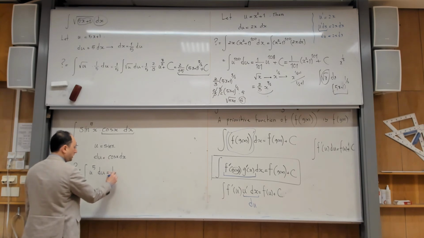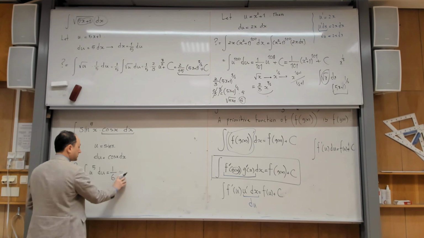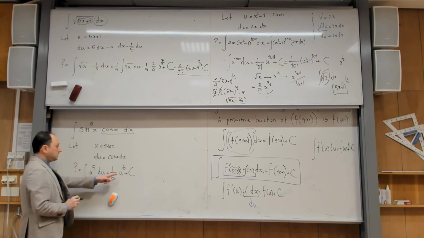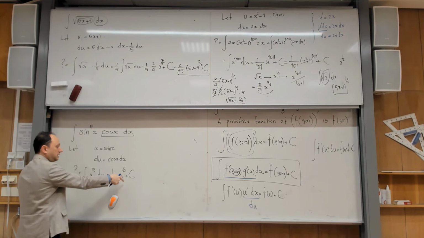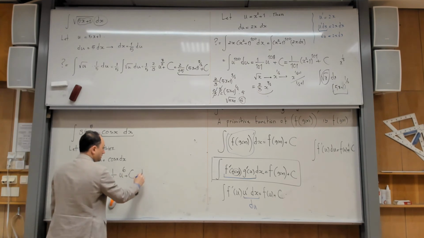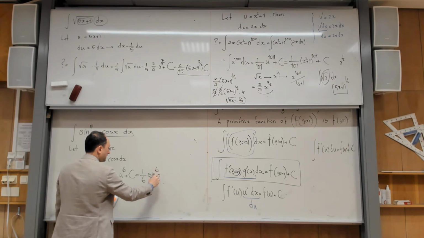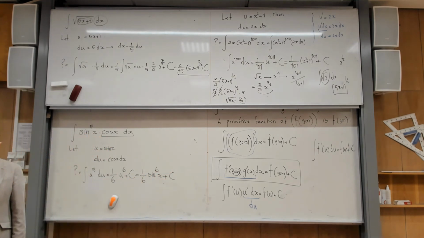This is 1/6 of u to the power of 6, and then you add a constant again. Okay? But what is u? u was introduced by me to be sine x, so at the end I have to replace that. So it becomes 1/6 sine to the power of 6 x plus c. That is your function. Let us test the idea.